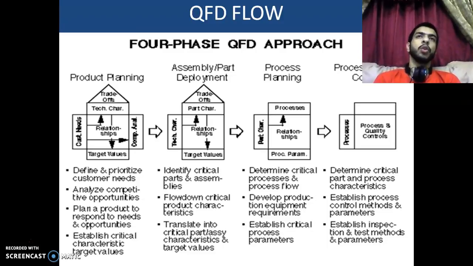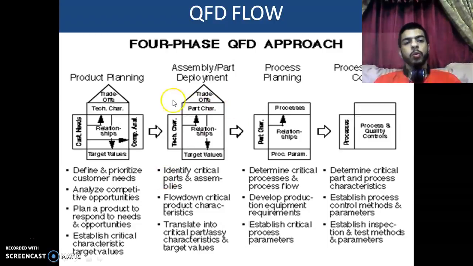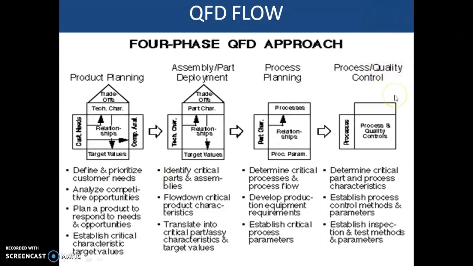Now the flow of a quality function deployment is something we can see in this slide. The first step is planning the product, or product planning, in which we define and prioritize the customer's needs and analyze the competitive opportunities. We plan a product through which we can tap the market or through which we can connect with the customer. The second part is the assembly part deployment.